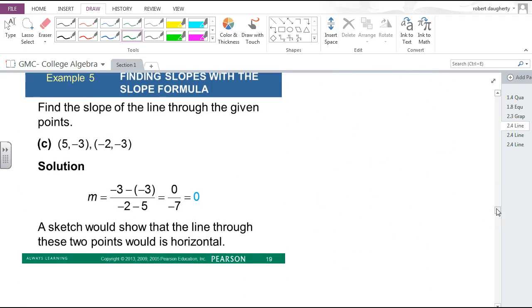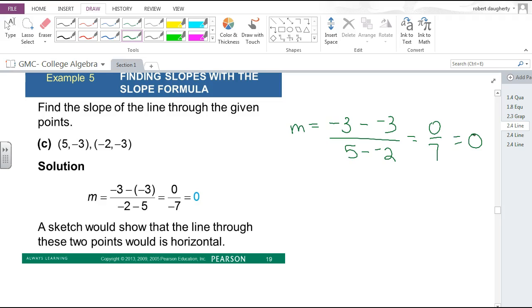Let's look at this one. Find the slope of the line that passes through these points. Okay, the slope is going to be the change in y, negative 3 minus negative 3, over 5 minus negative 2. This is 0 over 7, which is 0. So the slope is 0.